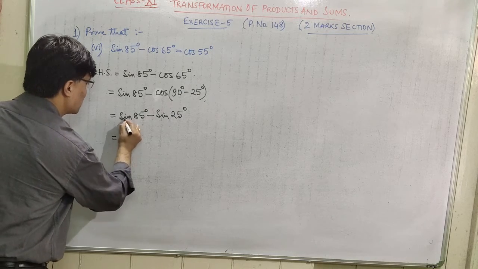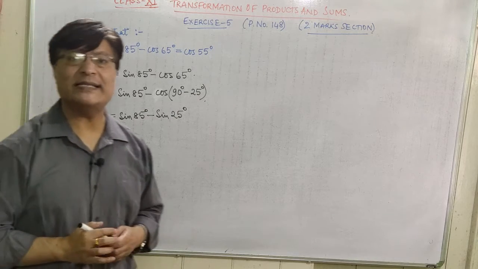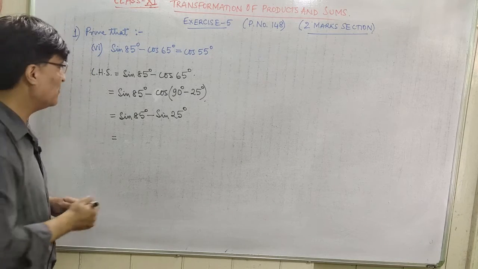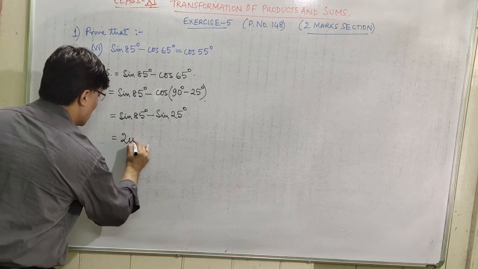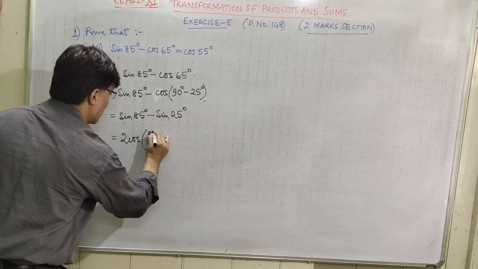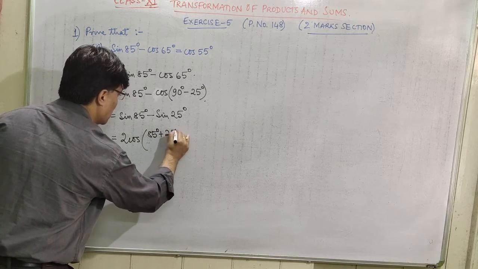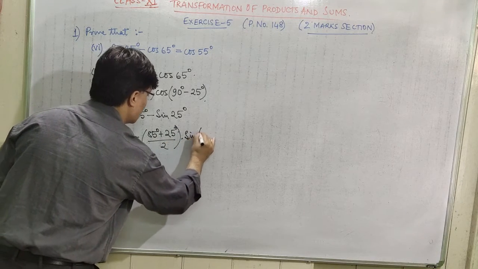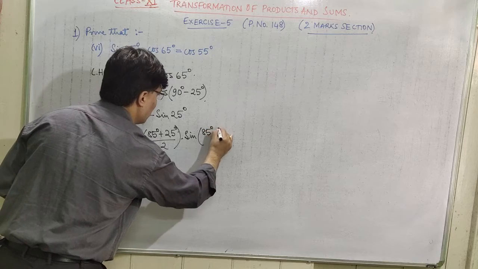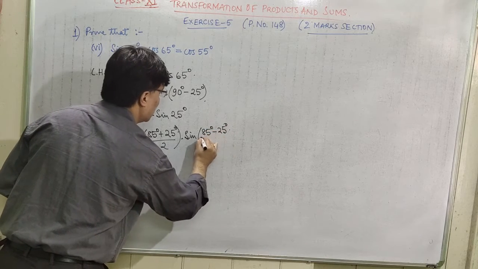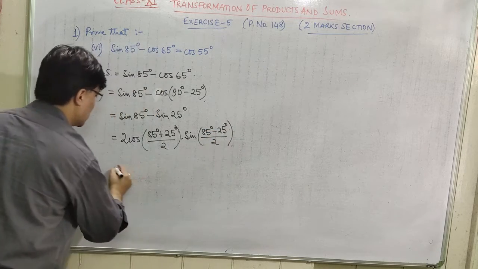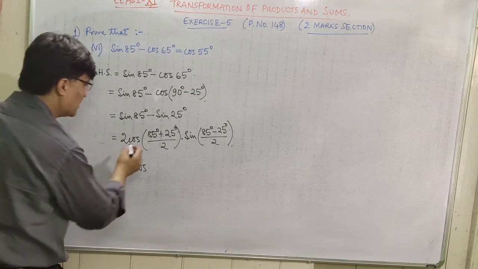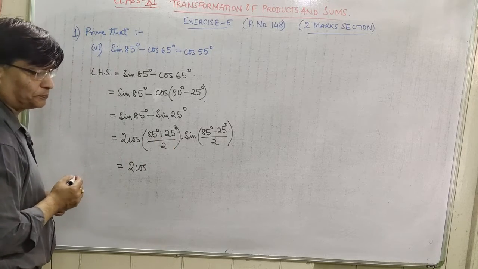So now what is the formula for sin C minus sin D? You know that. It is 2 cos C plus D by 2 sin C minus D by 2, right? So it is 2 cos of 85 degree plus 25 degree divided by 2, into sine of 85 minus 25 degree divided by 2, right? So which is equal to 2 cos of, let us simplify it. What is 85 plus 25?